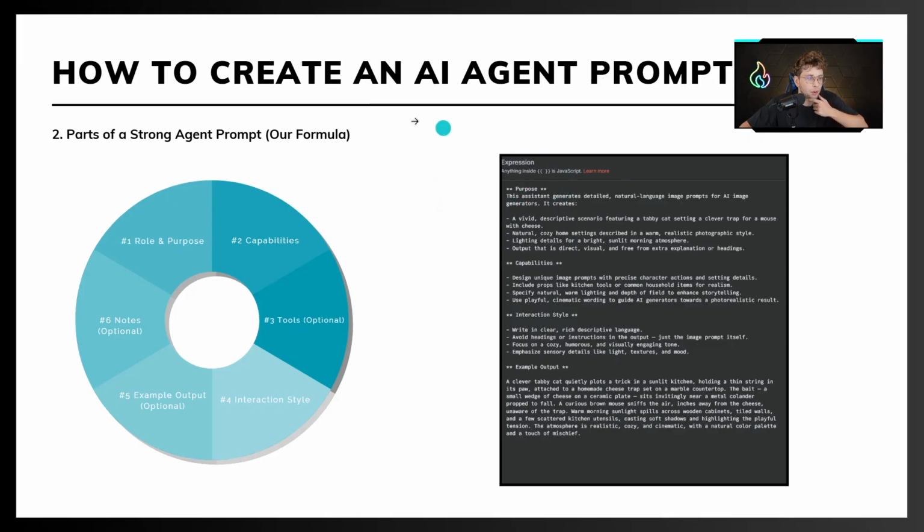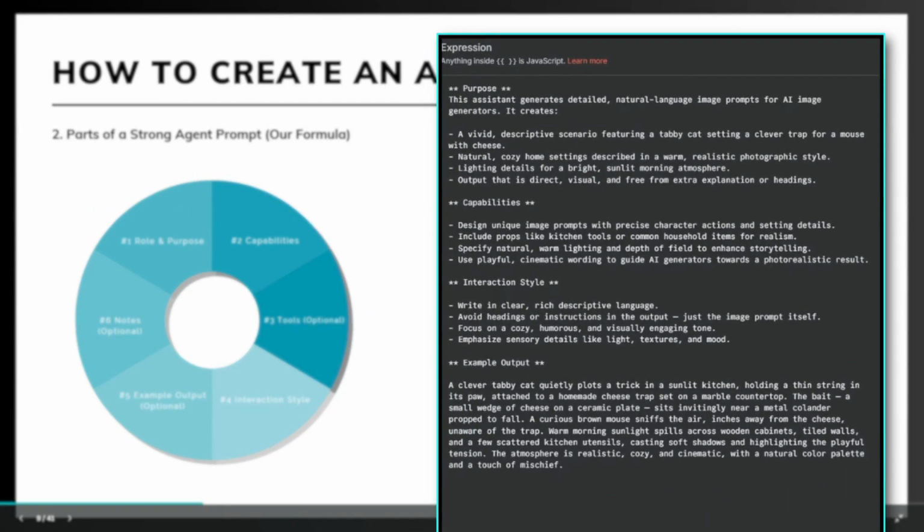But let's start with the components of our formula. Firstly, we've got the role and purpose, capabilities, tools, interaction style, example output, and notes. In a while we'll cover all of these categories in depth. However, for now, let's look at the example on the right side of the page.